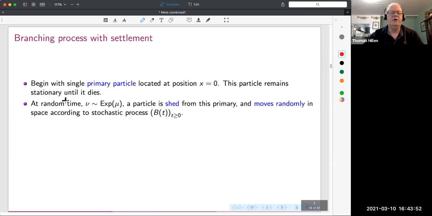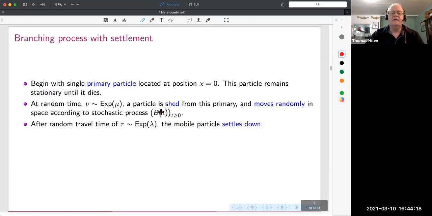That's the primary tumor. Then we look at shedding. So at a random time, which is exponentially distributed, it sheds a particle, which then moves around randomly. And the movement is described by a spatial random process B. Of course, we want to use blood. That's why we use a B, but then in examples, we often use Brownian motion just because it's easier to work with. At a random travel time, it settles down somewhere. And then the process can repeat.